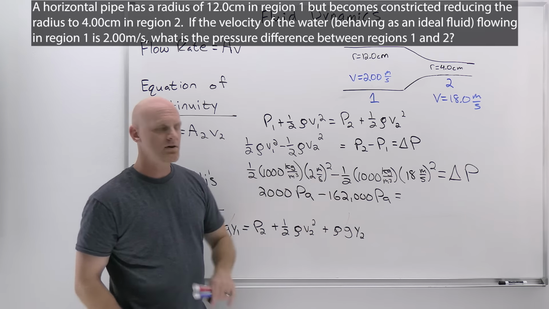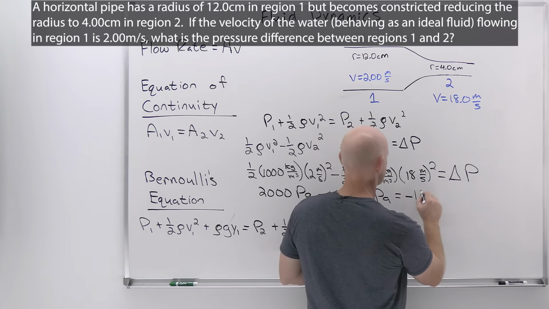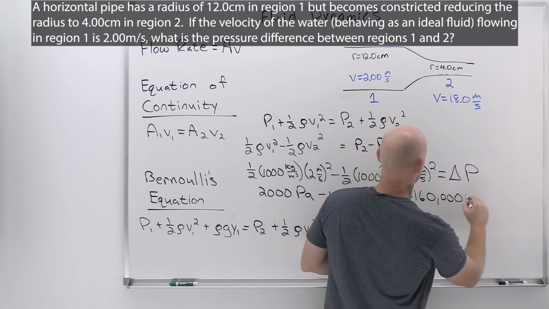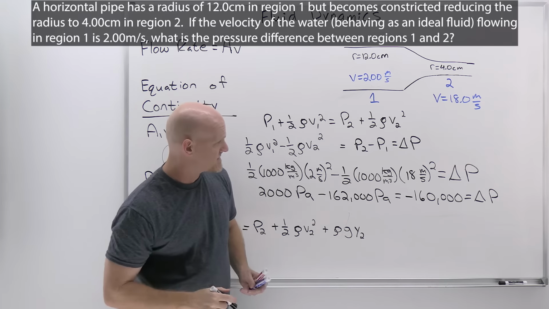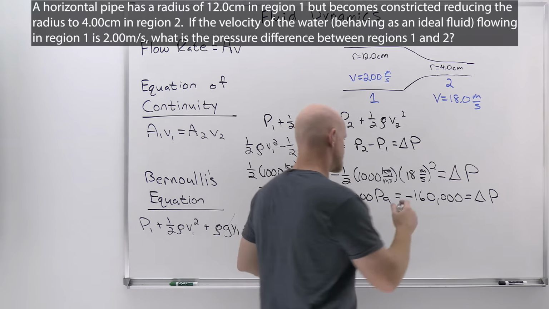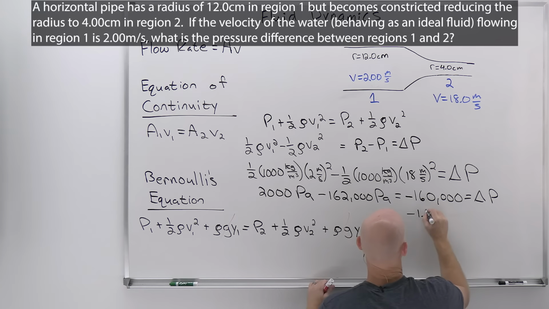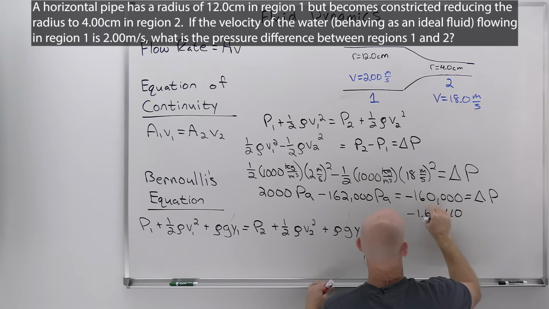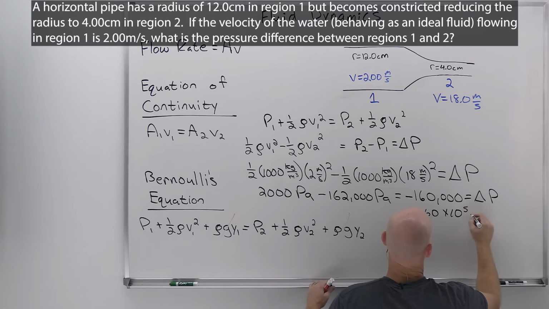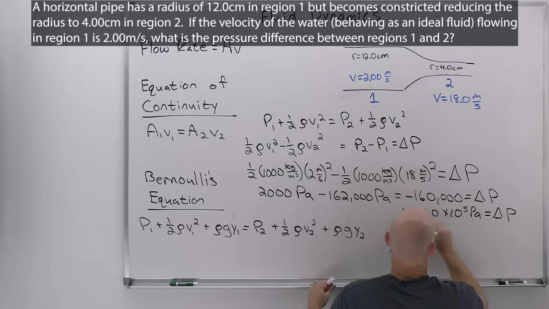Well, 2,000 minus 162,000 is negative 160,000 for your pressure difference here. In this case, if I technically wanted 3 sig figs, I could make this negative 1.60 times 10 to the 1, 2, 3, 4. Whoop, I lost it. 1, 2, 3, 4, 5. 10 to the 5th Pascal. There's your pressure difference.